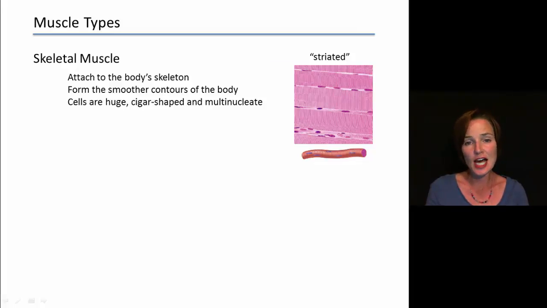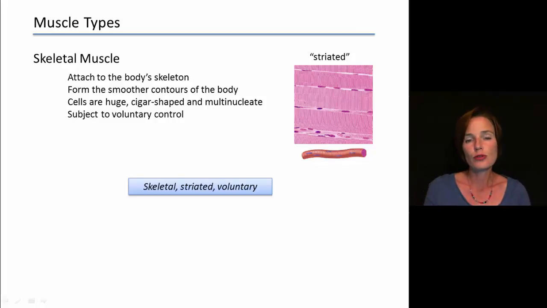The cells that make up the skeletal muscle are going to be huge. These are very large cigar-shaped cells, and they're also going to be multinucleated, which means that they have many nuclei inside of them. Another thing about it is that these are subject to voluntary control. That means that we are capable of moving them when we want to move them. So if we were just to throw three terms in here to describe skeletal muscles, they are skeletal, striated, and voluntary. So that's muscle type number one.